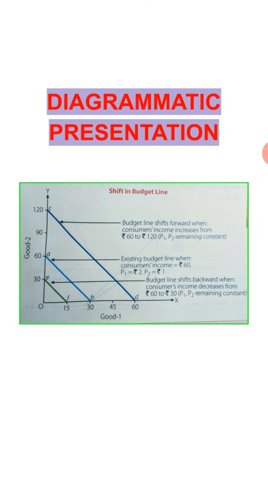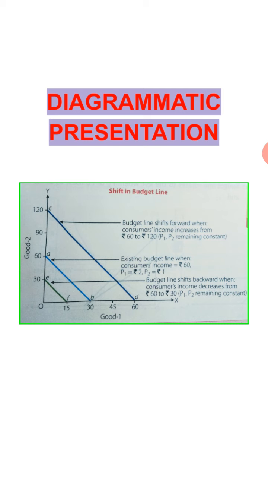You will see the diagrammatic presentation of shift of budget line over here, beta. You can see 3 lines. The very first line, the AB line in the very middle, is the basic situation when the income of the consumer is 60. Thereafter, as soon as the income increases, the budget line shifts forward, and now the new budget line is CD. You can see over here it is above AB, that is the line CD.